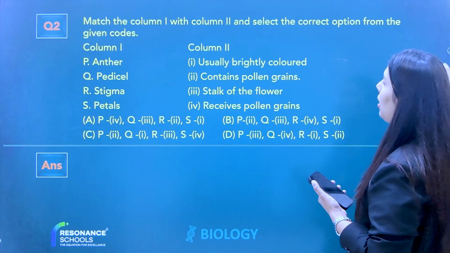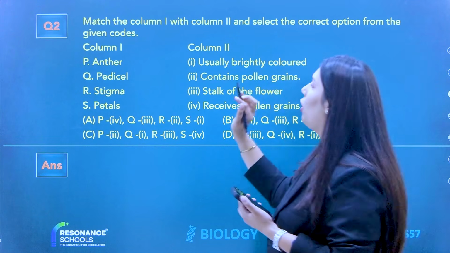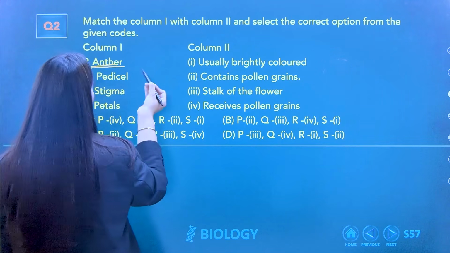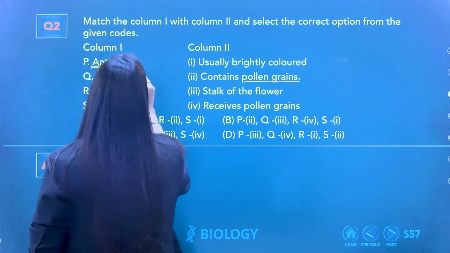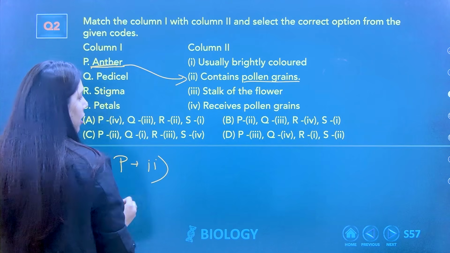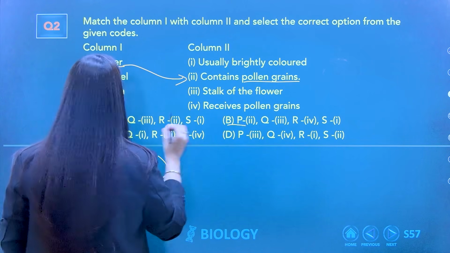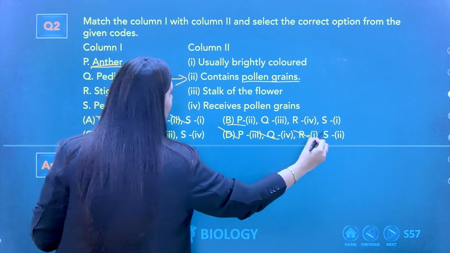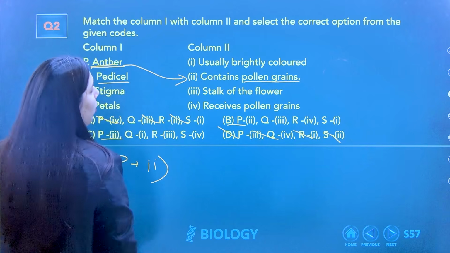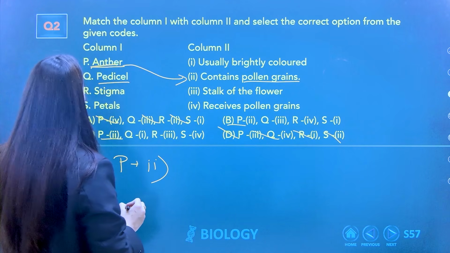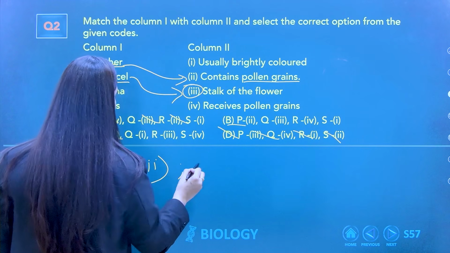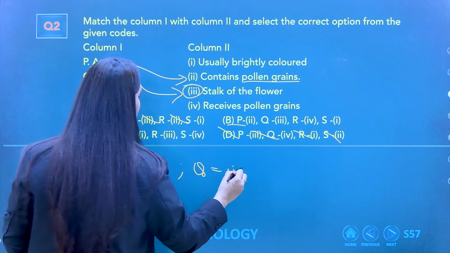Now the next question. Match the following. Anther means something which contains pollen grains, so P is 2. The options with anything else are eliminated, so A and D are wrong options. Now pedicel. Pedicel is the stalk of the flower, so Q is 3.